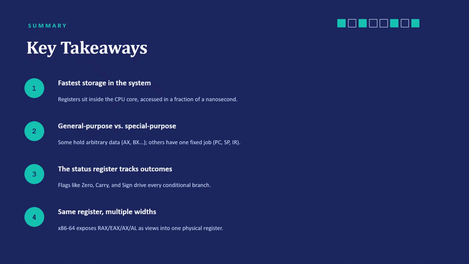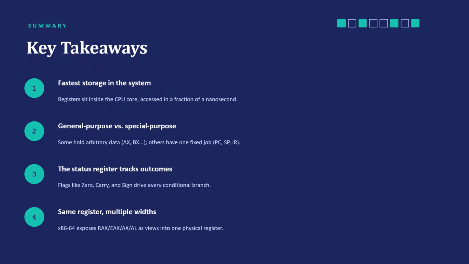Now let us quickly summarize this session. First, registers are among the fastest storage locations available to the CPU. They are located inside the CPU and are used during the instruction cycle. Second, we studied the difference between general purpose registers and special purpose registers. General purpose registers provide flexible storage for data, addresses and intermediate results. Special purpose registers perform dedicated functions.